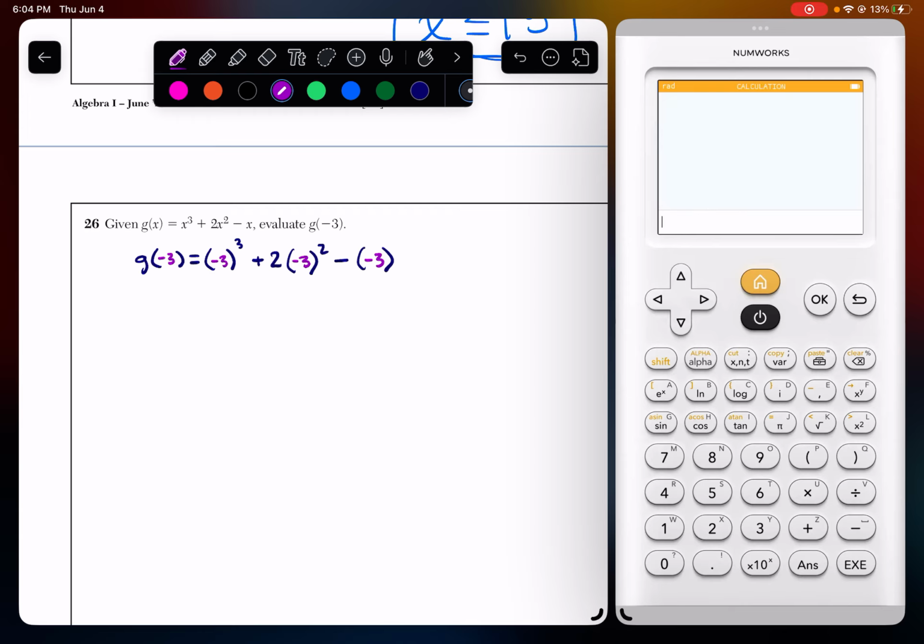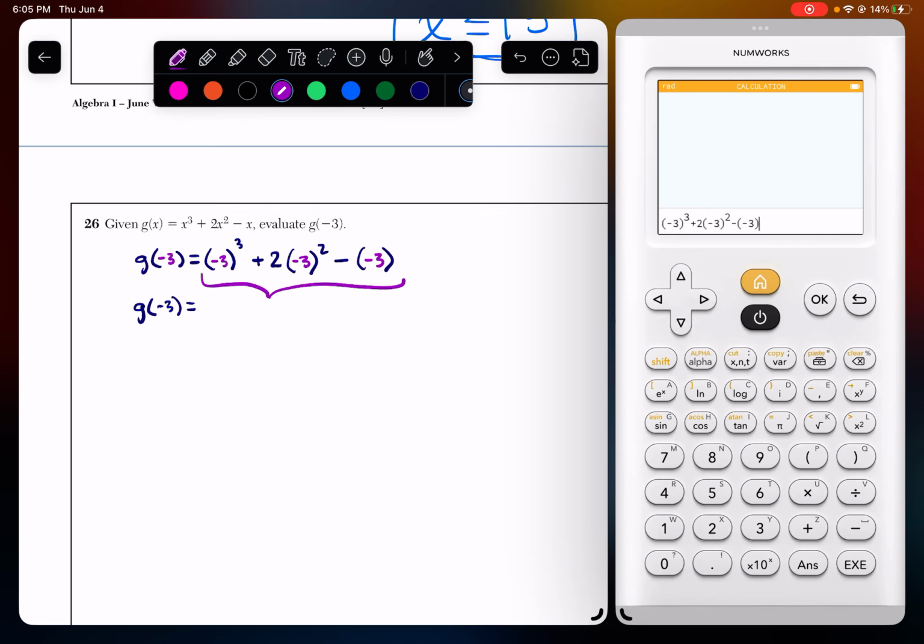And then to evaluate it, I'm going to use my calculator, because we're not solving for x, we're just evaluating an expression. I'm going to use it to essentially simplify this whole thing here. So I have parentheses -3 to the power of 3 plus 2 parentheses -3 squared minus parentheses -3.